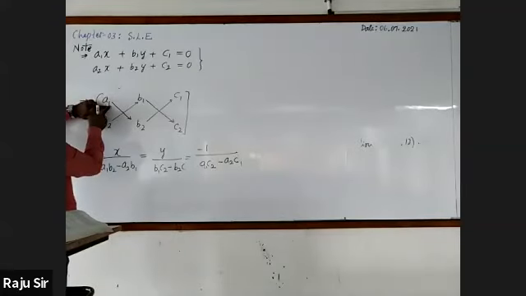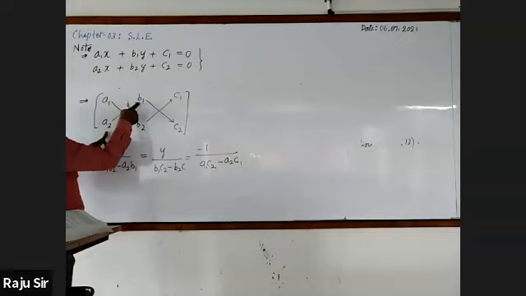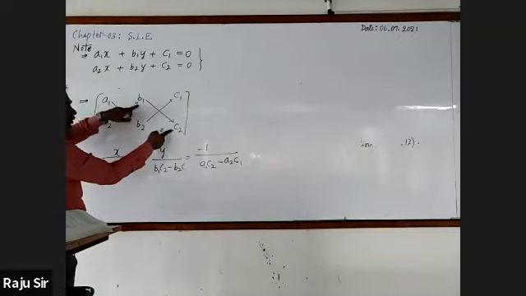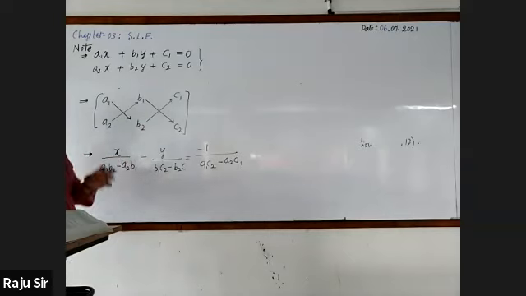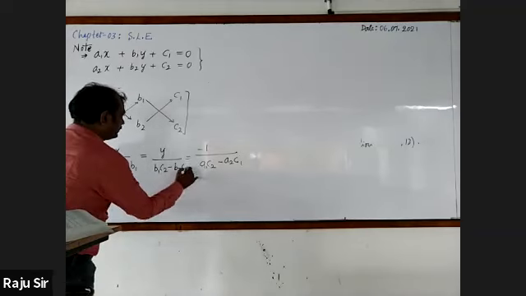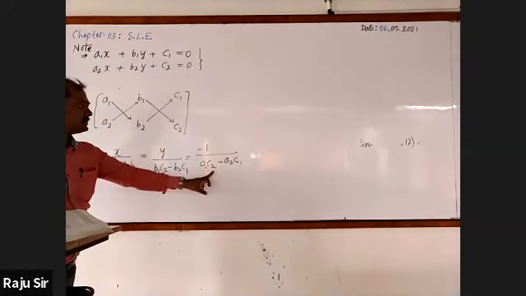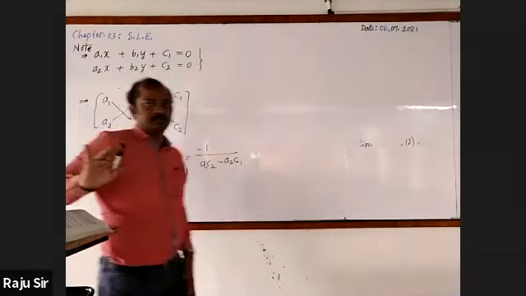After writing these three ratios, show the arrow mark. We have been showing the direction from A1 to B2. Next, A2 to B1, B1 to C2, B2 to C1. This order follow. It will be easier. Next, you write this. X bar A1 B2 minus A2 B1 equal to Y bar B1 C2 minus B2 C1. It's equal to minus 1 bar A1 C2 minus A2 C1.